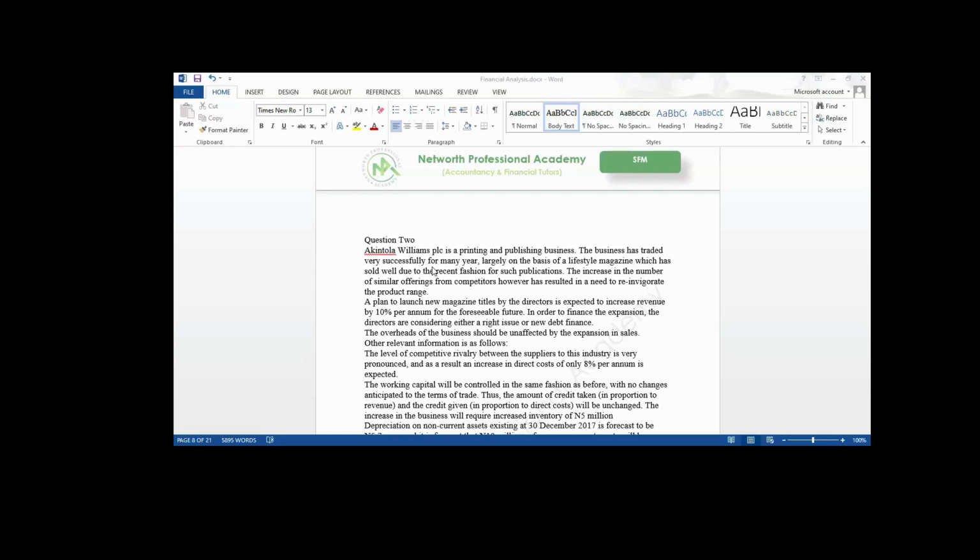A plan to launch new magazine titles by the directors is expected to increase revenue by 10% per annum for the foreseeable future. Please note that.